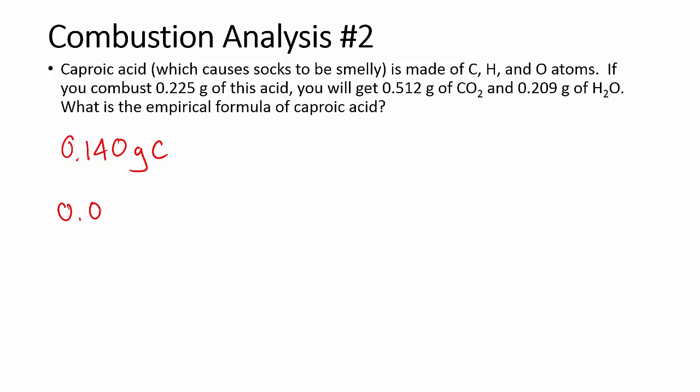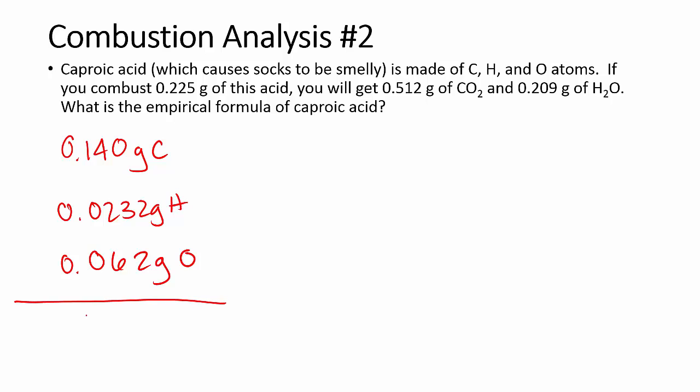Alright, so to summarize what we know at this point, we have 0.140 grams of carbon, we have 0.0232 grams of hydrogen, and we found that we have 0.062 grams of oxygen. If we add those all up, we should get 0.225 grams. That was our total sample. And now we want to convert these numbers into a mole ratio.